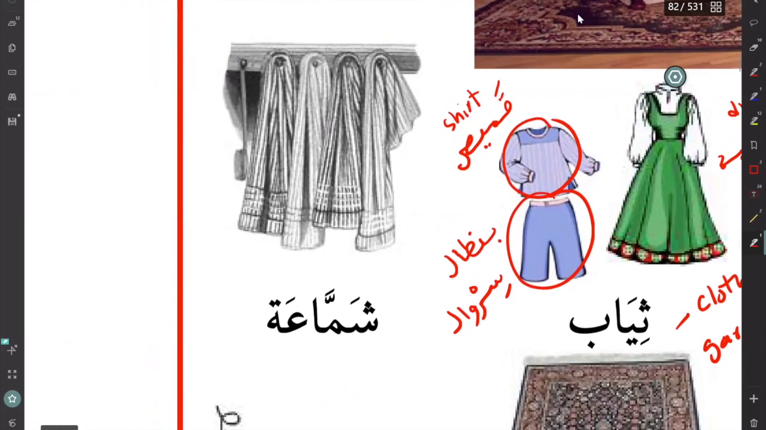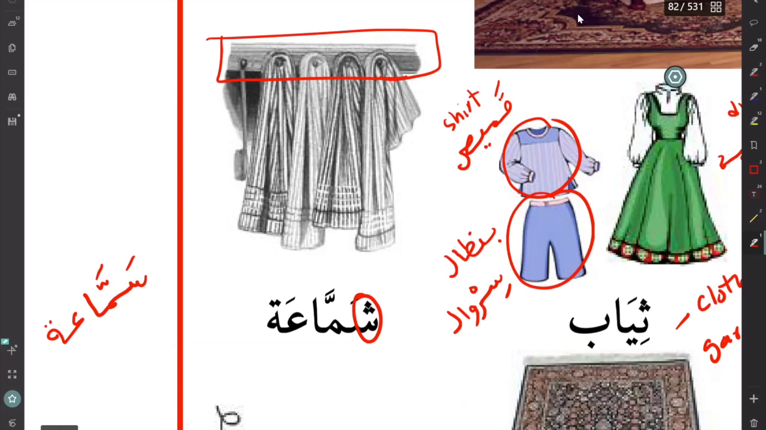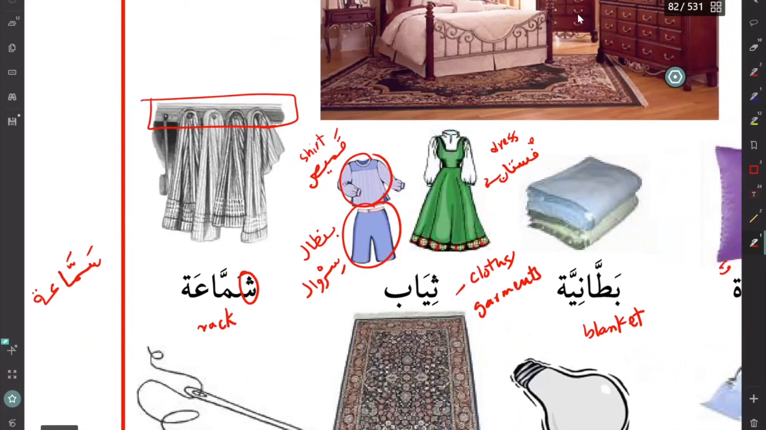And then the next word we have, you have to be careful. Last time we learned sama. Remember, sama we said is something that you hear with, right? It can be a lot of things: receiver, phone receiver, anything. Also stethoscope. All of them can be sama. But here is shamma with the shin. Shamma is your rack. You see that? This is the rack. You know where you hang your things. Called racks. Okay, so shamma.